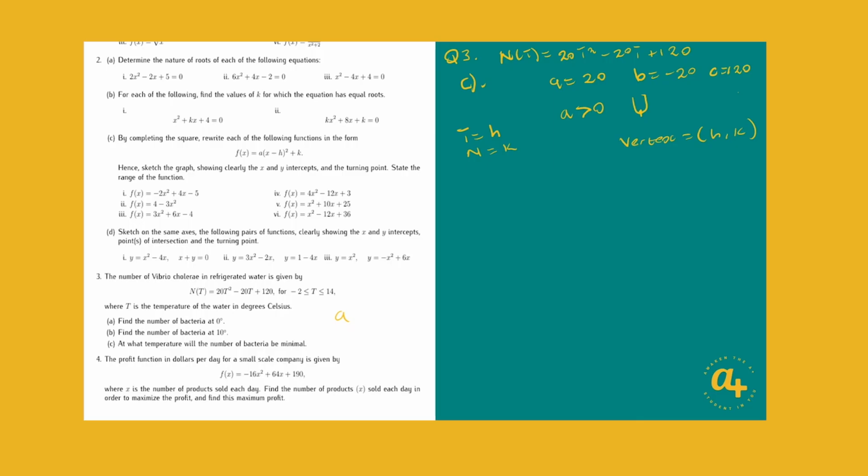One way of finding the vertex is writing the quadratic function in standard form. A quadratic function written in standard form looks like this: f of x is equal to a, parenthesis x minus h, to the power 2, plus k. So this is how a quadratic function written in standard form looks.